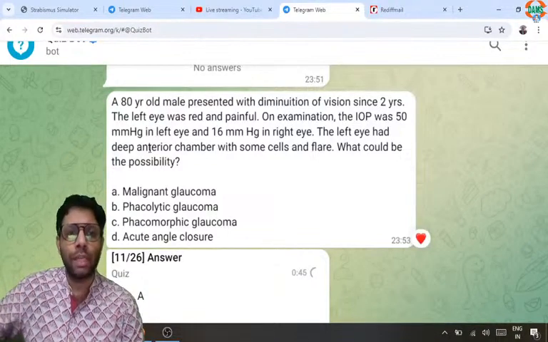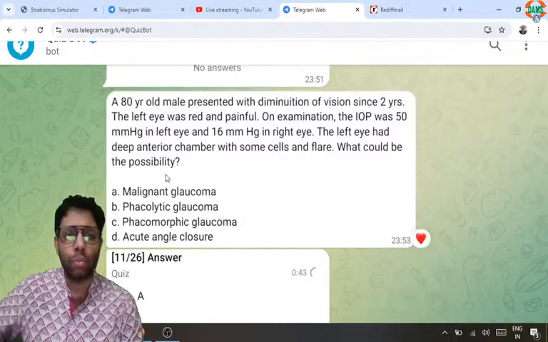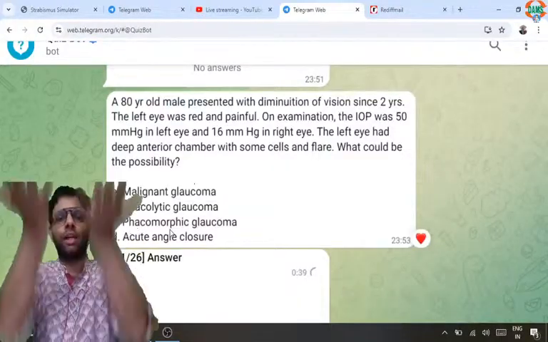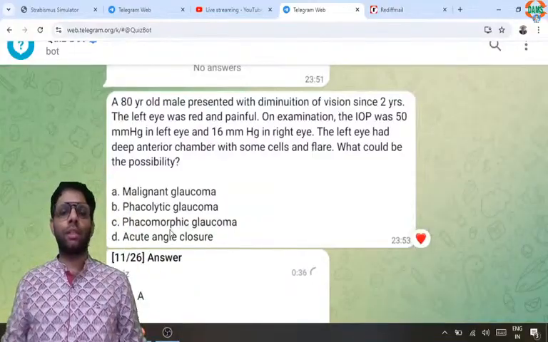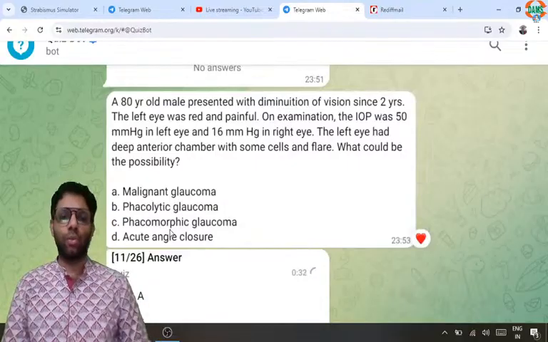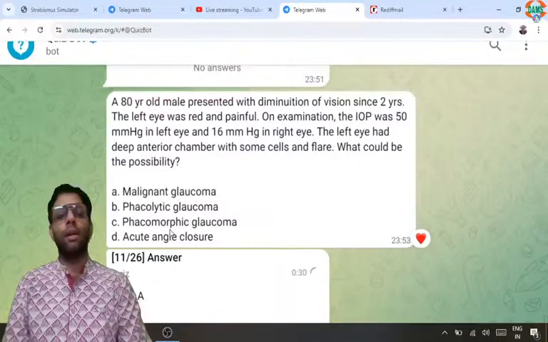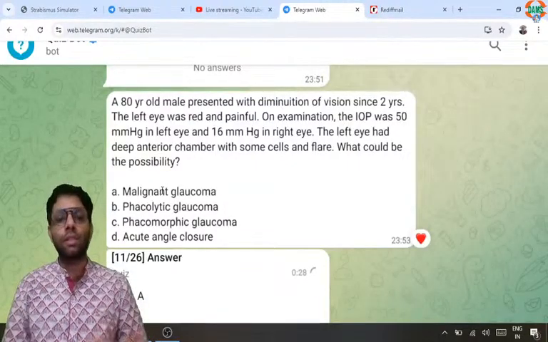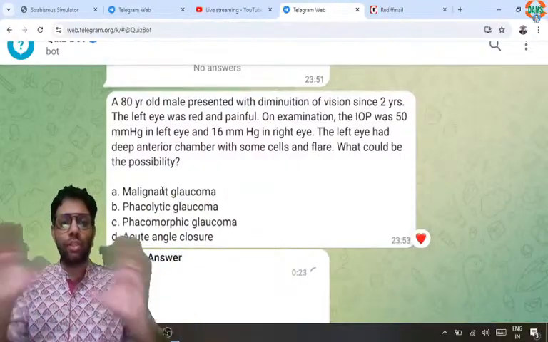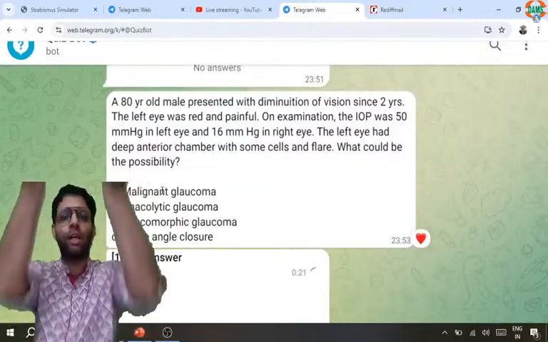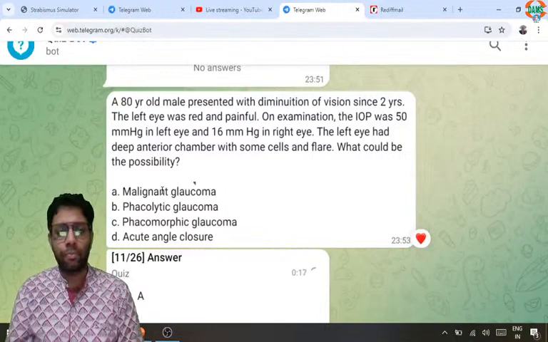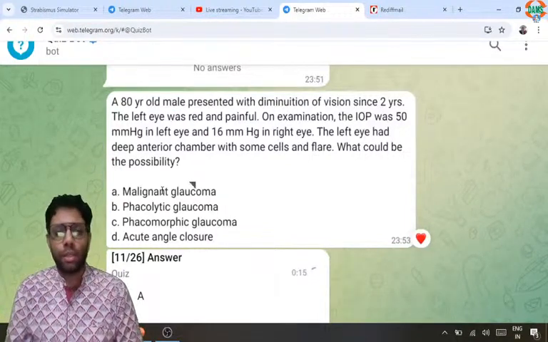Now, only from deep anterior chamber we can rule out malignant glaucoma and phacomorphic glaucoma. Phacomorphic glaucoma, the lens is swollen, is pushing the iris forward, and iris is blocking the angle, means it is a secondary closed angle. Anterior chamber is shallow. IOP is very high. Malignant glaucoma is inverse glaucoma or aqueous misdirection glaucoma. The aqueous goes into the vitreous. Vitreous is like a jelly. Vitreous pressure increases and pushes the iris forward. Again, shallow anterior chamber and high IOP. So, malignant and phacomorphic cannot be the answer of this question.